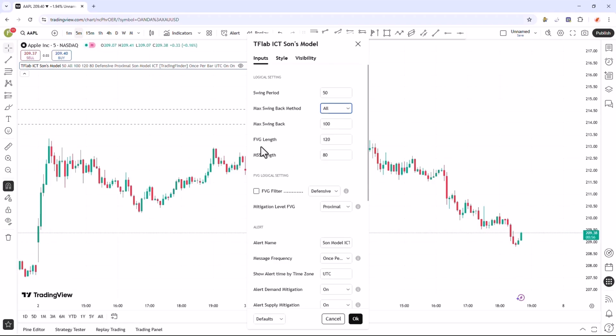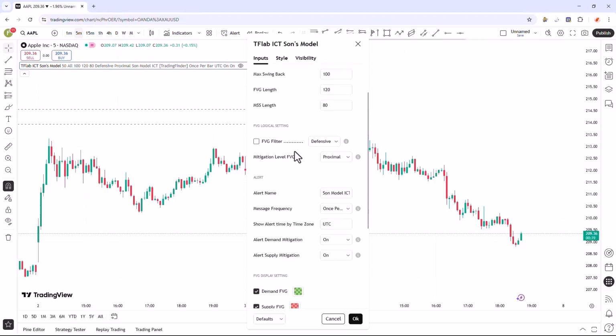By default, the validity period for the MSS level is set to 80 candles, and if the price does not reach this level or fails to break the MSS level, this level will be considered invalid.